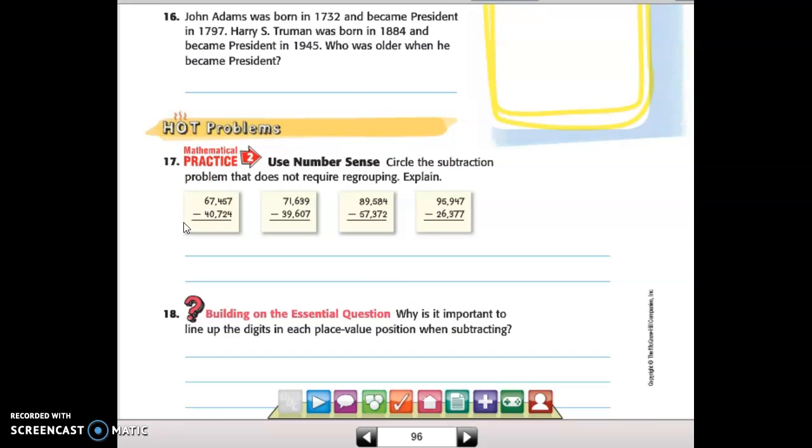On number 17, you do not need to solve these equations in order to answer the question they've given you. So pay attention to that. You can save yourself a lot of time.